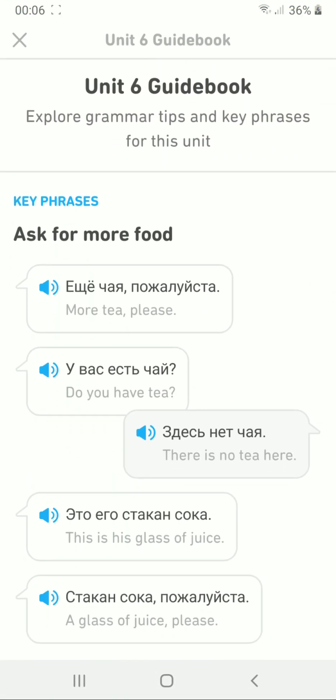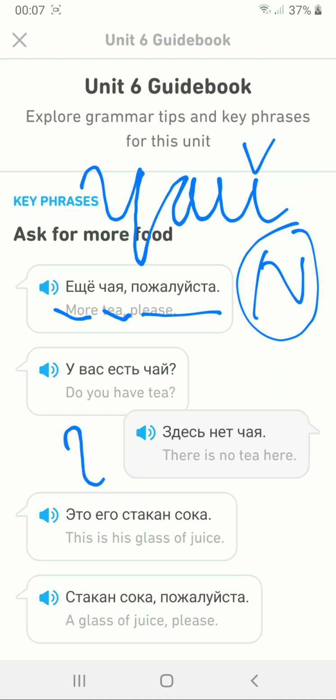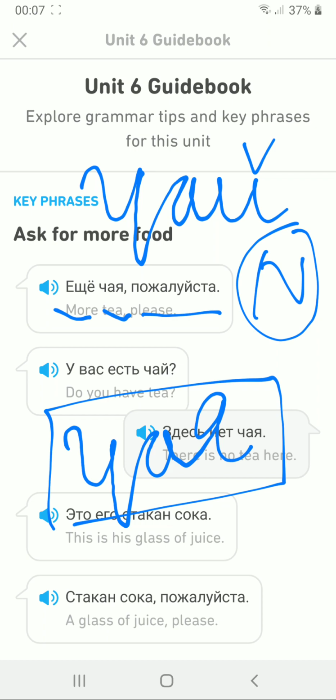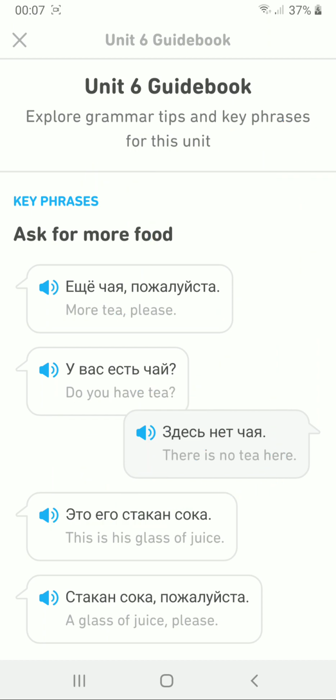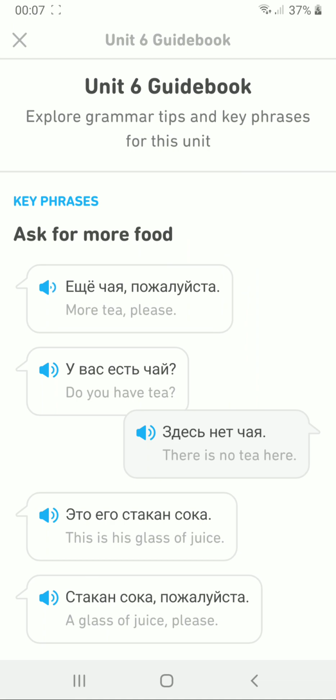We'll quickly do that. So here we have Ещё чая, пожалуйста. Normally you write чай for tea. That's the nominative form. But when you ask for more, it is in another case, so you have to put it in another form. The чай becomes чая. Ещё чая, пожалуйста. Now you're asking, do you have tea? У вас есть чай? Here is still nominative, but with нет it's genitive. We're reading from here. We can listen to this. Ещё чая, пожалуйста. Ещё чай, пожалуйста. У вас есть чай? Do you have tea?